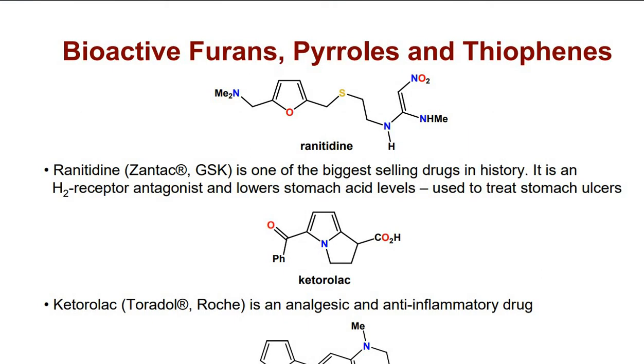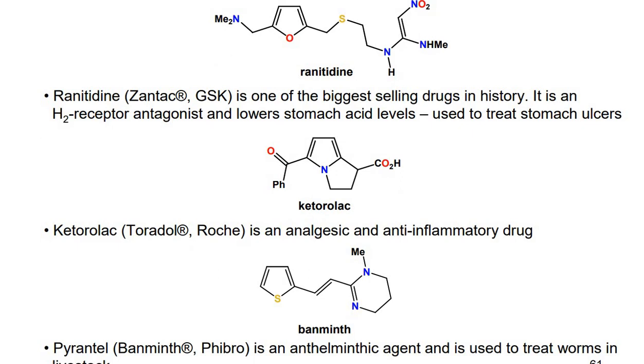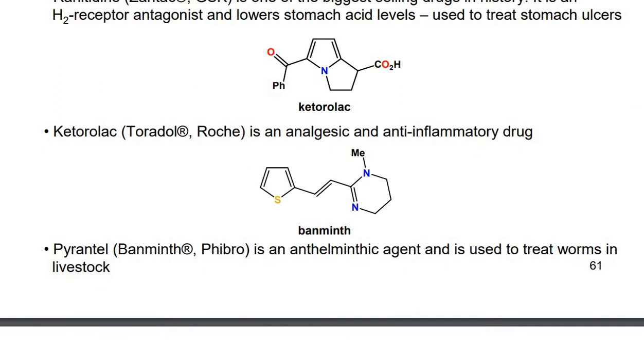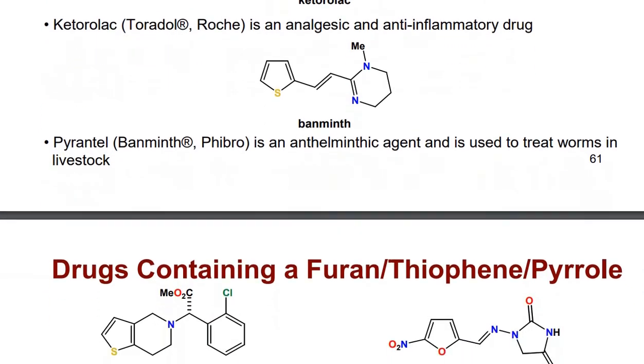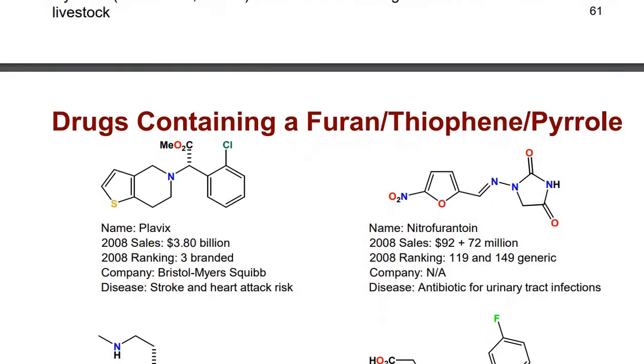Bioactive furan, pyrroles and thiophene. You know ranitidine? Ranitidine is one of the biggest blockbuster drugs in history. It is an H2 receptor antagonist and lowers stomach acid level, used to treat stomach ulcers. Ranitidine. You can see the ketorolac. Ketorolac is an analgesic and anti-inflammatory drug. Pyrantel is an anthelmintic agent used to treat worms.